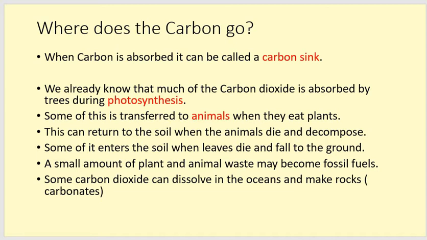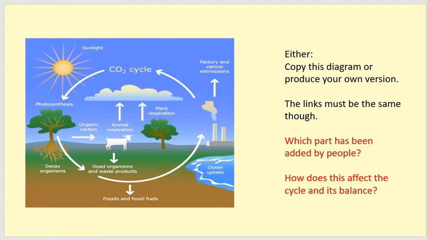Some carbon dioxide can also dissolve in the oceans, and that can gather together to make rocks, which are called carbonates. It's a bit wordy here, so I've given you an alternative version on the next slide, like this, which is a carbon cycle. It's called a cycle because it goes round. And instead of having quite so many words, it's actually got pictures. Still got a word with it, so it's still got a little bit there to remind you. So it's a combination really between a mind map and pictures.